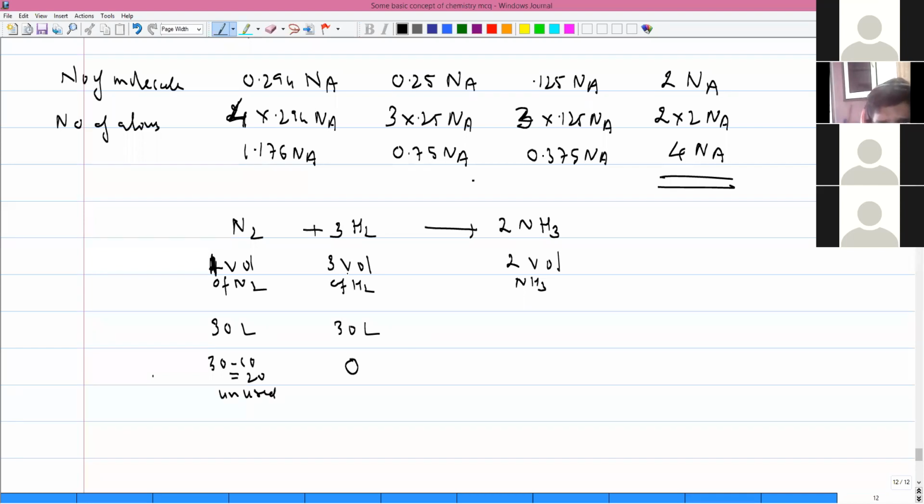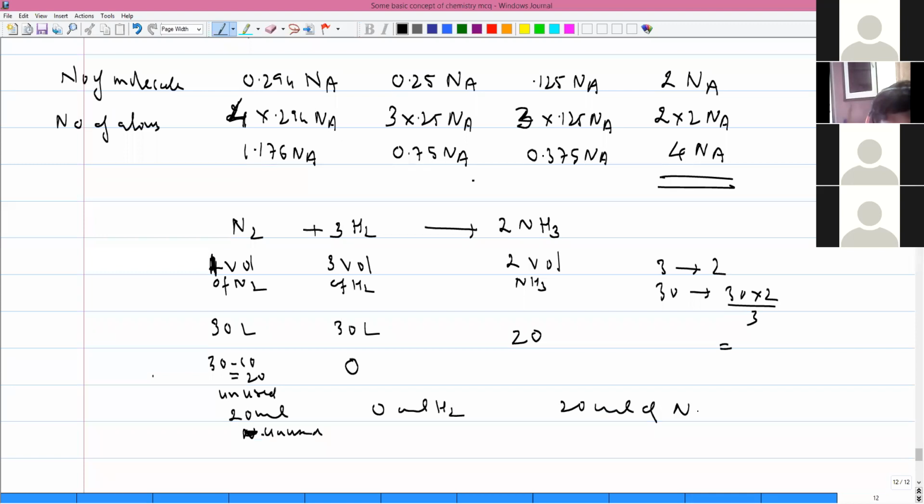Achha, 3 se hamko 2 milta hai, to 30 se hamein kitna milega? 20. So you'll get 20 ml of ammonia. So here 20 ml of nitrogen unused, 0 ml of hydrogen, and 20 ml of ammonia. Ye last mein rahega: 20 ml of ammonia, 0 ml of hydrogen, and 20 ml of nitrogen which is not used.